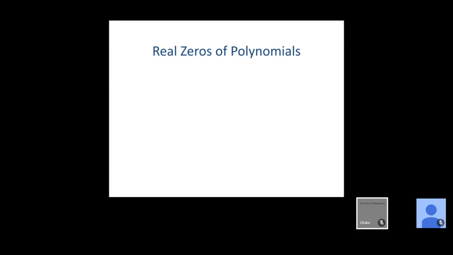Hello again. This is section 3.4, real zeros of polynomials. What we're going to look at in this section is if we're given a polynomial and we want to find all the zeros of that polynomial, how can we do that? How can we figure out what are even the possibilities of those zeros? And then what can we do to actually find which ones actually work?